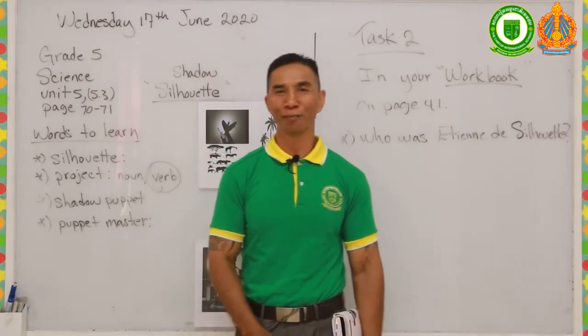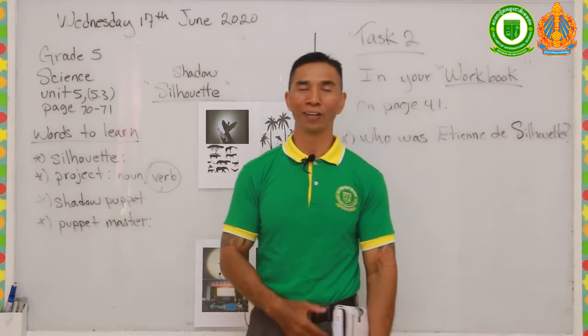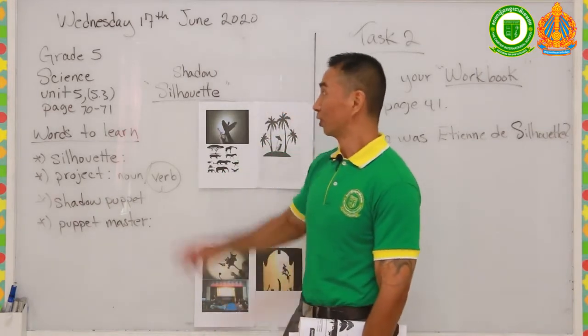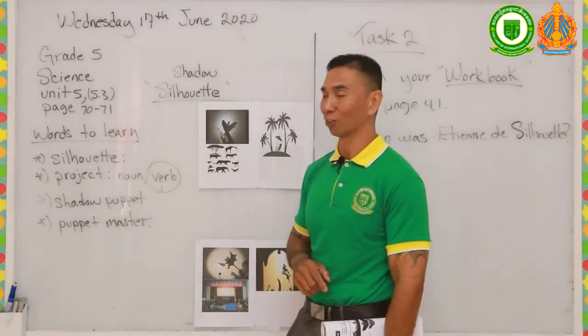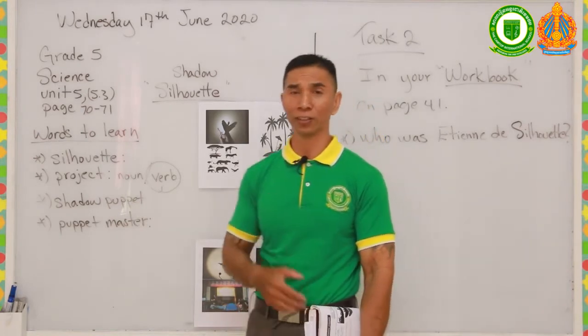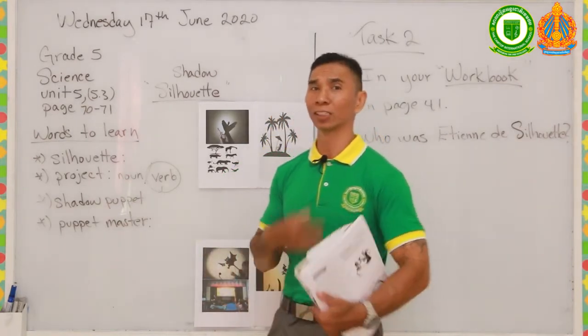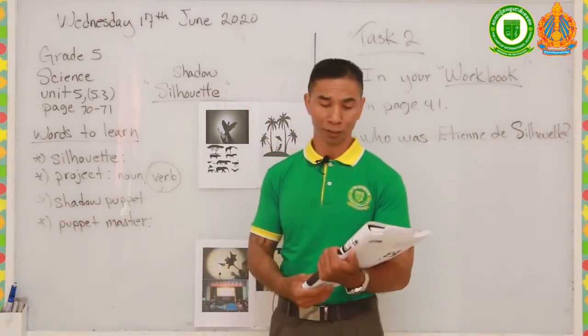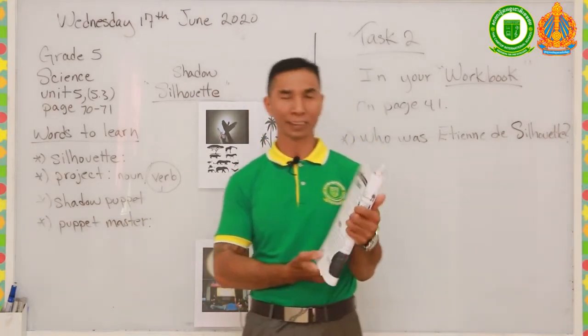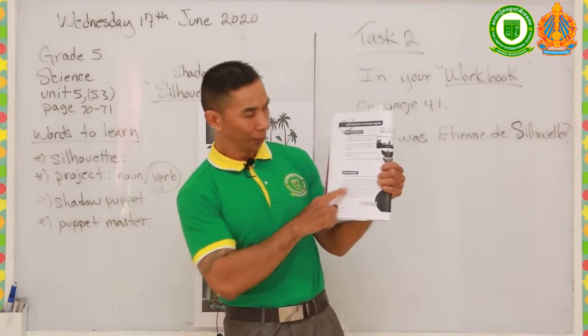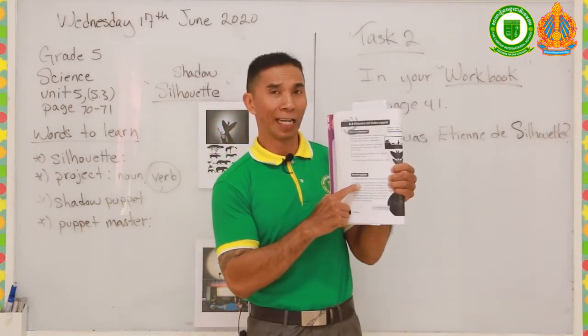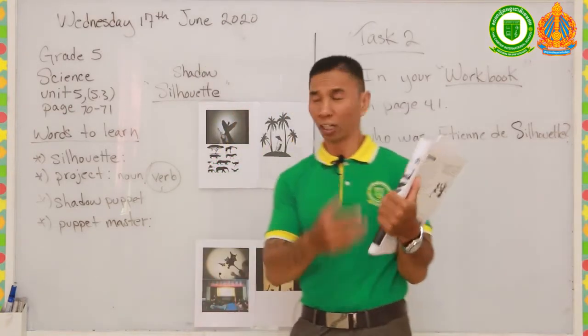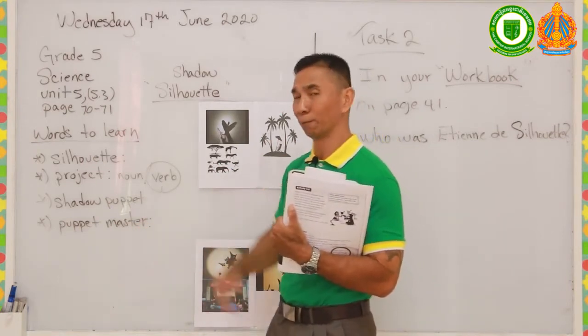Hello, class. Welcome back to our second video of our episode. As in the first video, we talked about silhouette and what silhouette is. And in our first video, I also told you that I'm going to discuss more about shadow puppets and puppet master in this video. So can you please turn your book to page 70? And on page 70 at the bottom, the last paragraph, it will talk about shadow puppets and a puppet master.